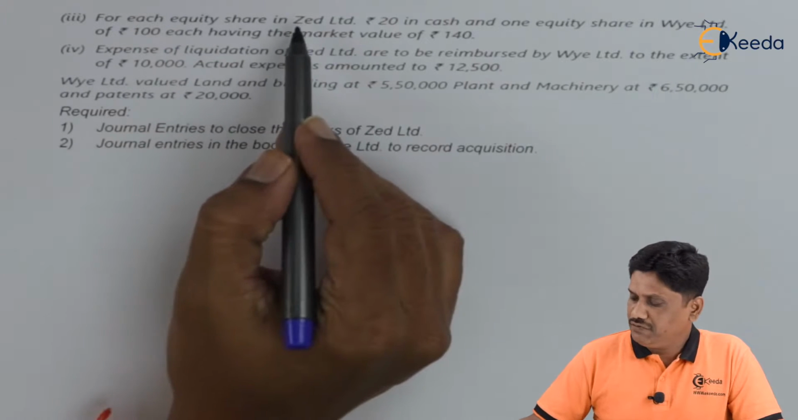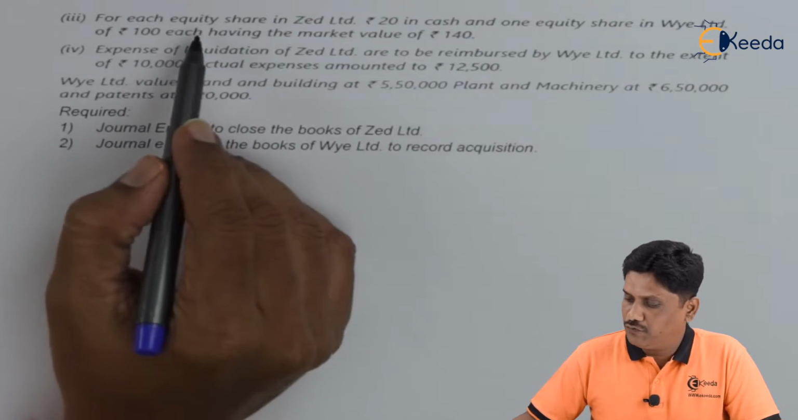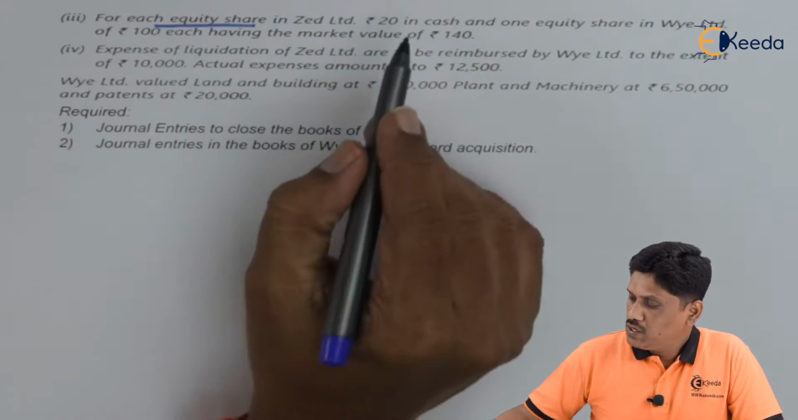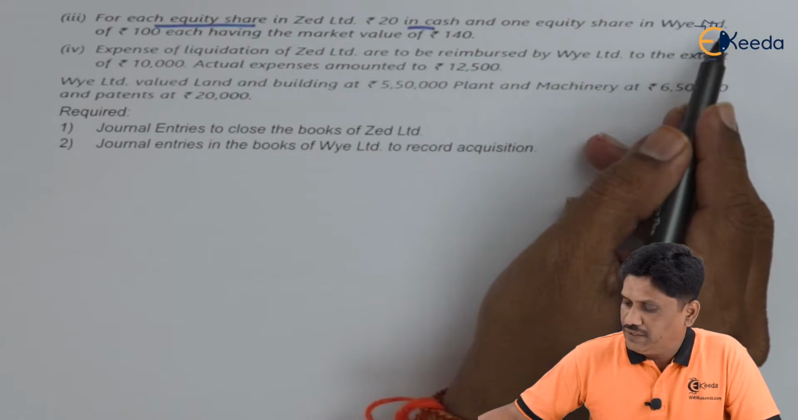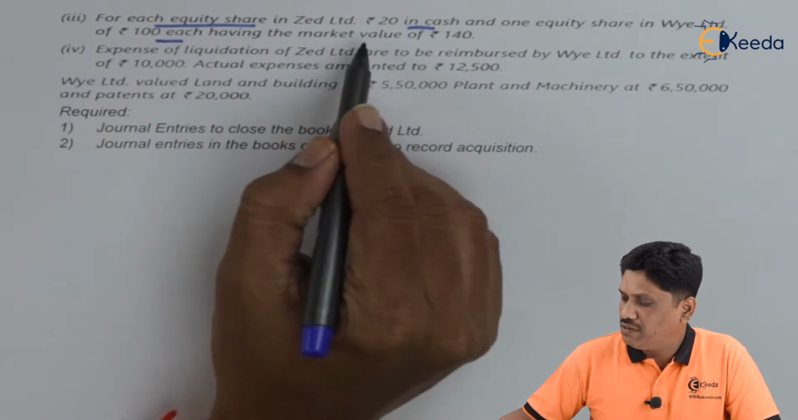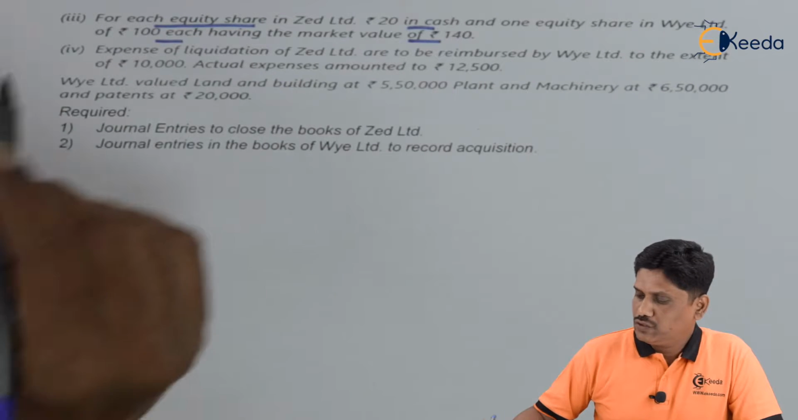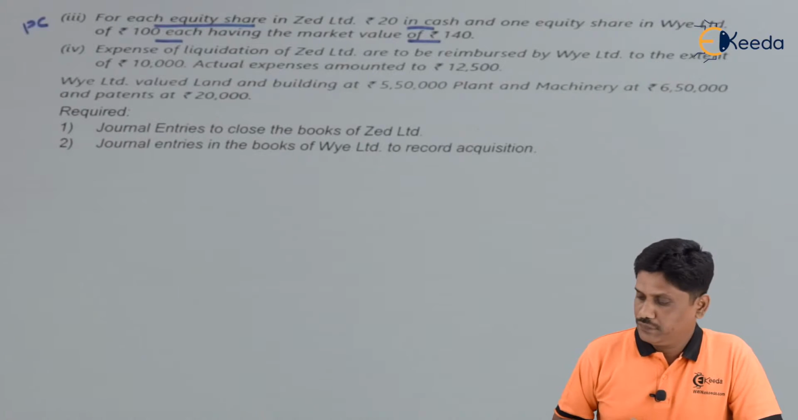For each equity share in Z Limited, rupees 20 in cash. For whom? For each equity share. So it is a payment for equity shareholder. Rupees 20 in cash and one equity share in Y Limited of rupees 100 each, having a market value of rupees 140. Market value is 140. So they have issued it for equity shareholder. So I can say it is also part of PC.